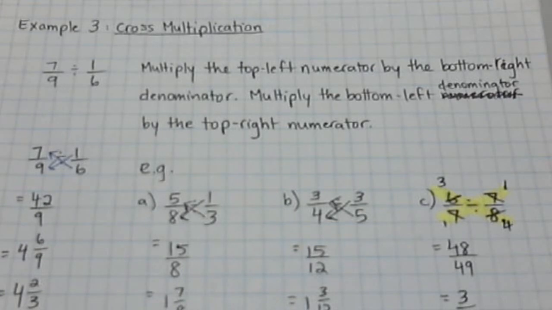So that's the 3 methods of fraction division. There is reciprocal, common denominator, cross multiplication. You are welcome to use whichever one makes the most sense to you.